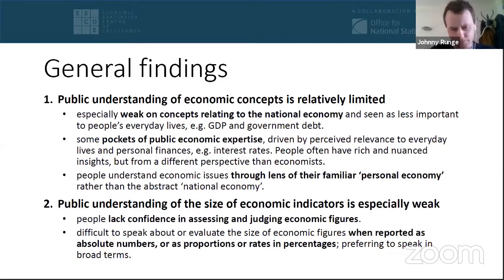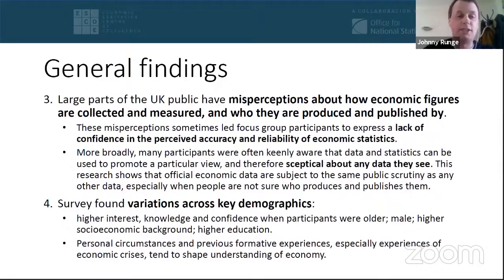Public understanding of numbers is also weak. People lack confidence in assessing and judging economic figures when they're reported as numbers or percentages. Quite often numbers are quite meaningless to people. They prefer to speak in broad terms, about low unemployment or rising unemployment, rather than about 5, 10 or 30% unemployment. Part of the reason is probably because they don't necessarily know how economic figures are collected and measured, and who they're produced and published by.